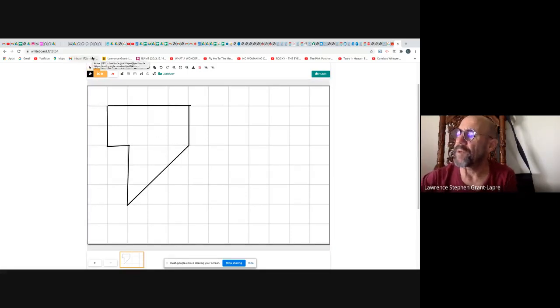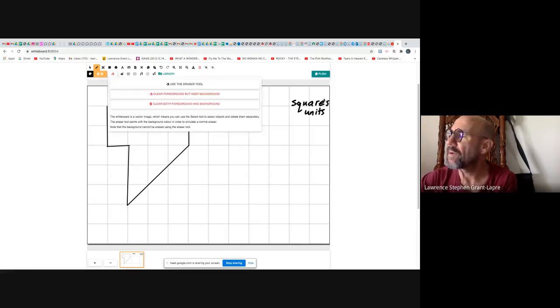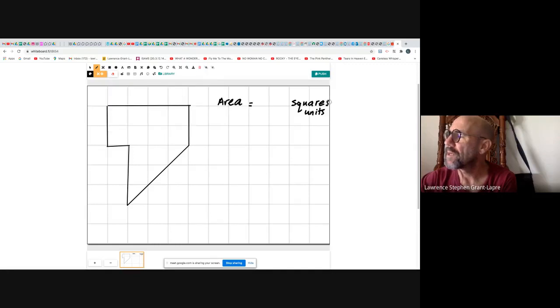Now here we have a shape, and what I'd like to do is say, what is the area inside this shape? So the area is, you just have to count the number of squares, and so we're just going to answer it as, it's going to be so many squares, and that would be good enough. Square units also. We could just say square units or squares. We need to change that to be square units. All right.